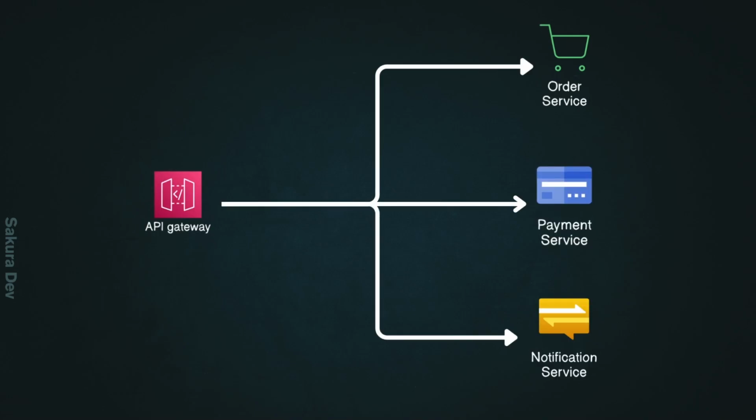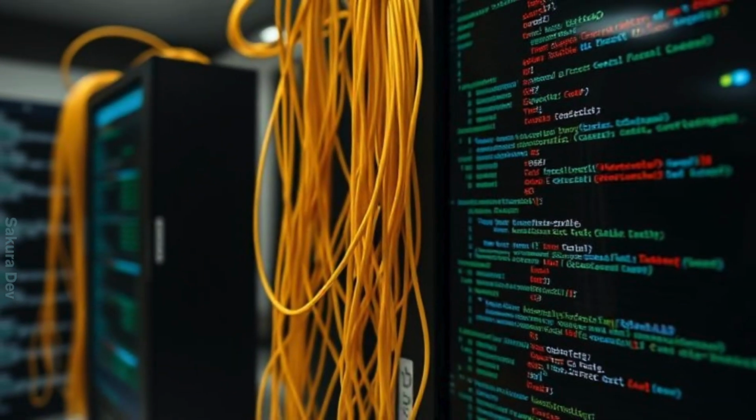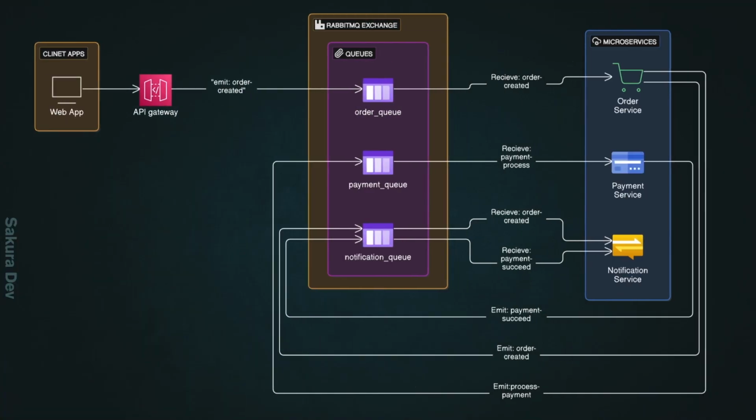Ever had one part of your application crash and suddenly everything goes down? Or maybe you're tired of writing spaghetti code just to connect two services. Imagine if your services could talk to each other without being tightly coupled together. Or what if they could send messages, wait their turn, and even survive failures?